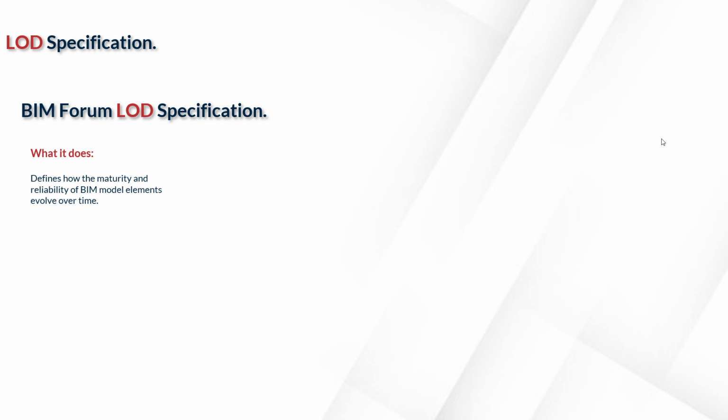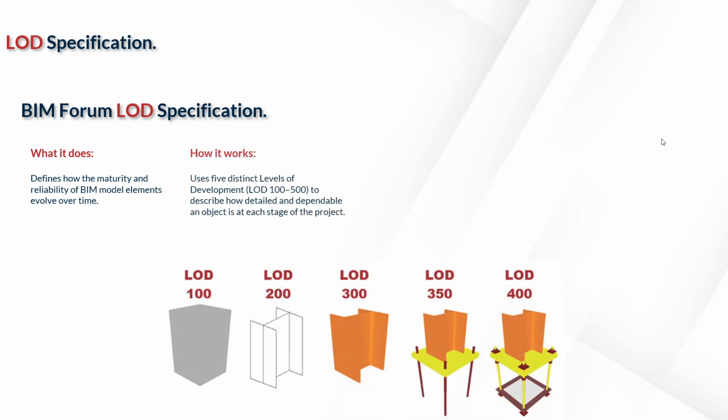For the purpose of this session, I would like to introduce you to one specific LOD system, the BIM Forum LOD specification. This specification is one of the most commonly adopted frameworks worldwide. It clearly defines how the maturity and reliability of a model element increase as the project develops. In this specification, five distinct levels of development from LOD 100 to LOD 400 are used to describe how detailed and dependable each object in the BIM model is at different stages.